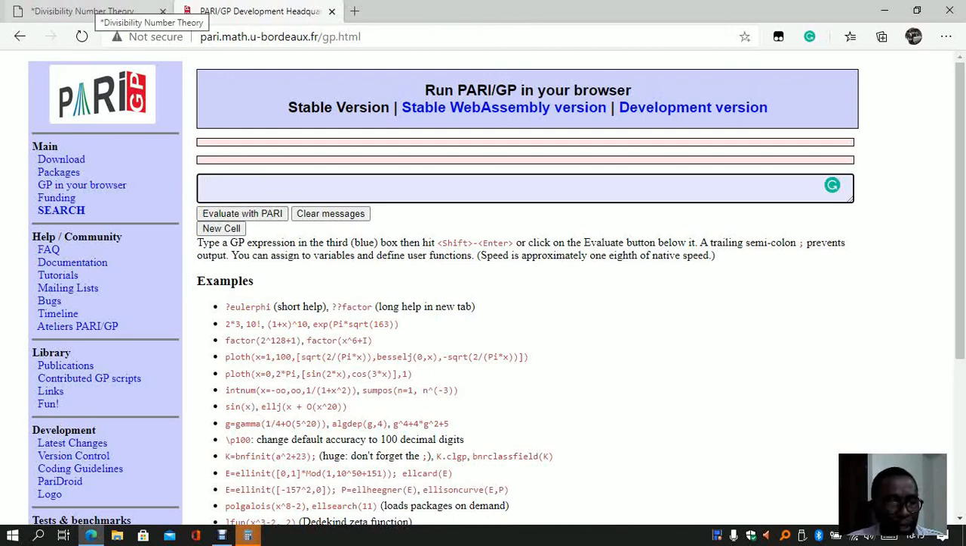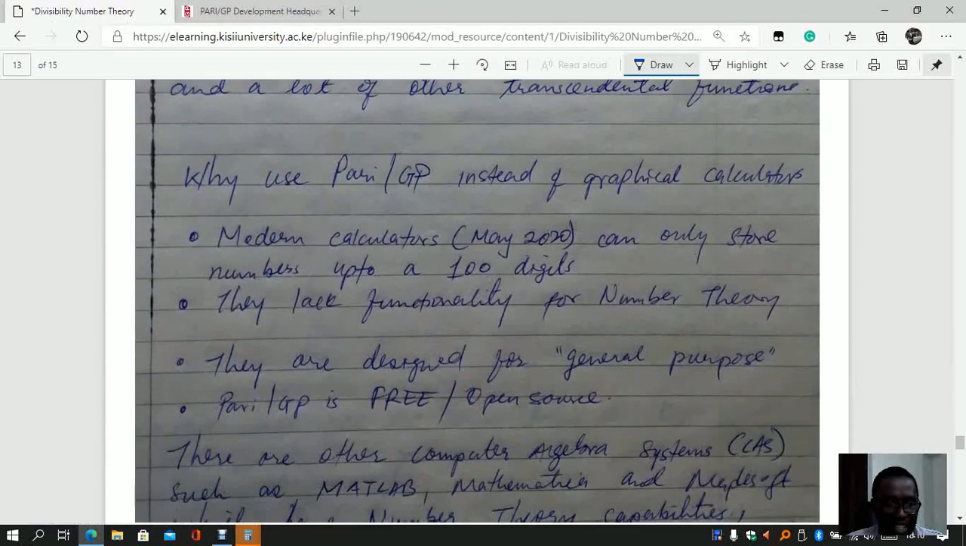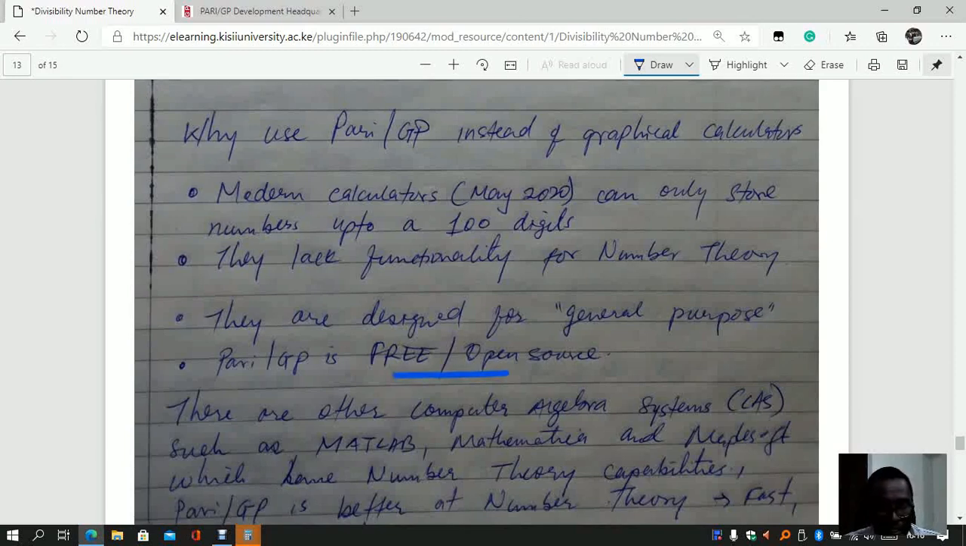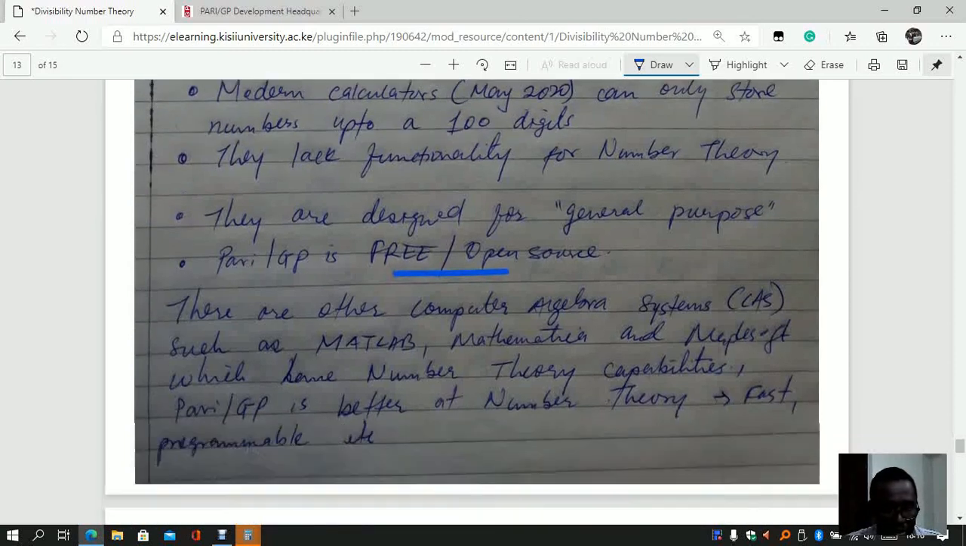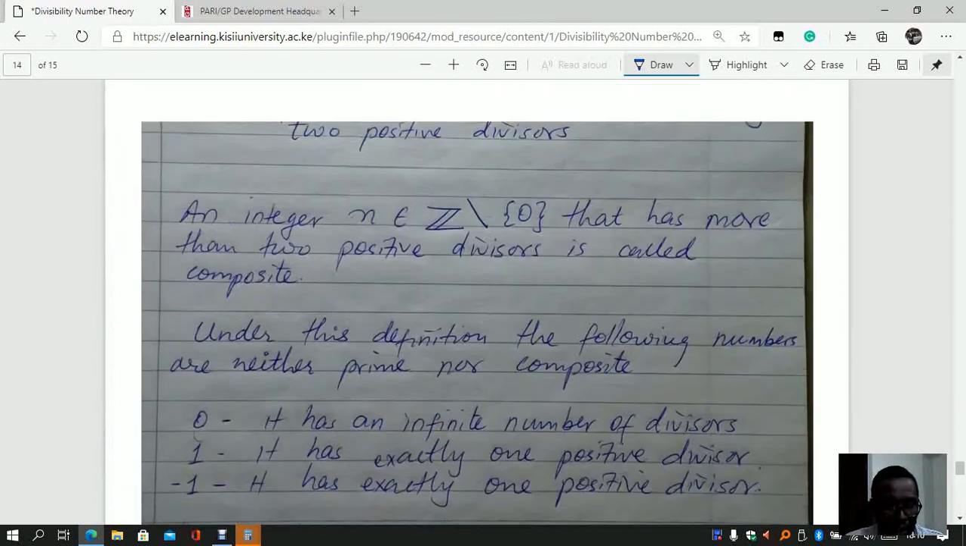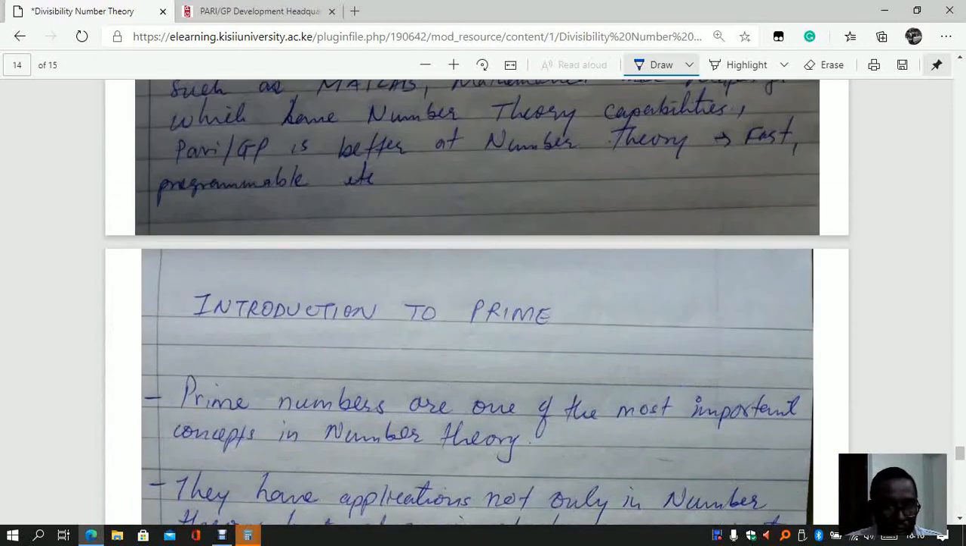So the reason why Pari is very important is that it's one of the fastest, and it has lots of functionalities for number theory problems, and then it's free. It's one of the best things for us to use. So for example, now we want to know prime numbers. We are going to use Pari in this case.